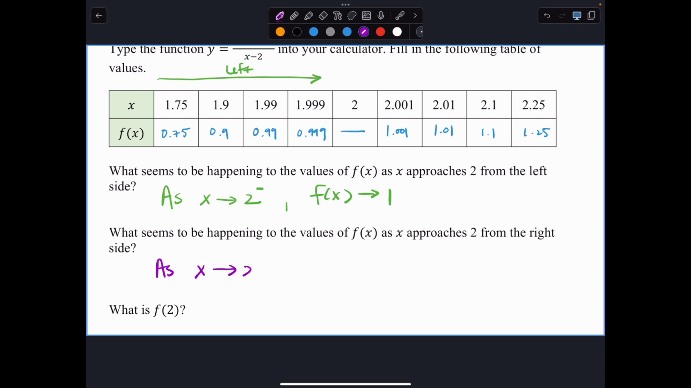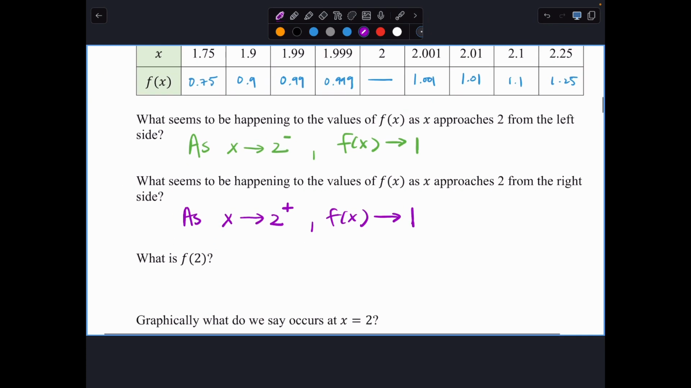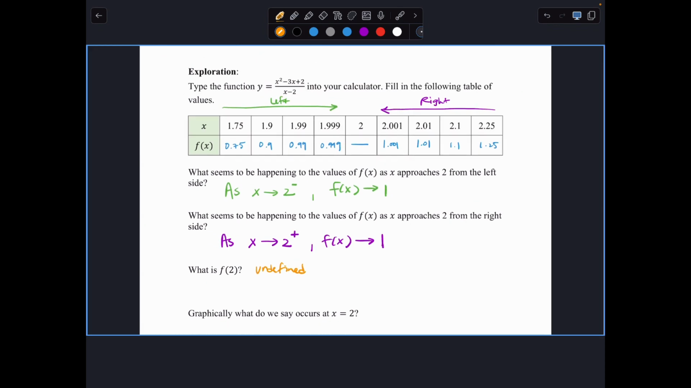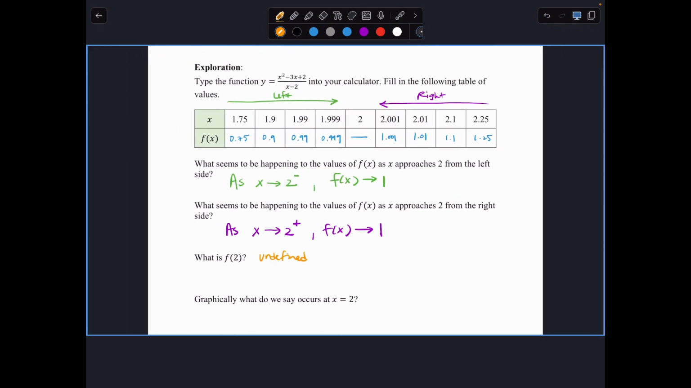As x approaches 2 from the right, we've used this notation before. As x approaches 2 from the right, f of x seems to be approaching also 1. Interesting. But what is f of 2? Undefined. Okay. So in this case, the function is approaching the same value from the left and the right, but the function is undefined at x equals 2.